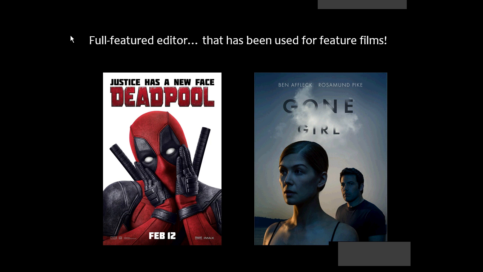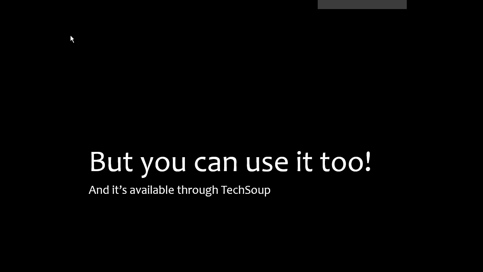Okay, so Adobe Premiere Pro is a very powerful video editing program that is literally used to edit full feature films, major releases like Deadpool or Gone Girl, which had Ben Affleck and Rosamund Pike. Some of you might have seen those movies. And you might think, wow, that's kind of crazy that this super powerful program is something I'm going to use. How's that going to happen? But it's available through TechSoup.